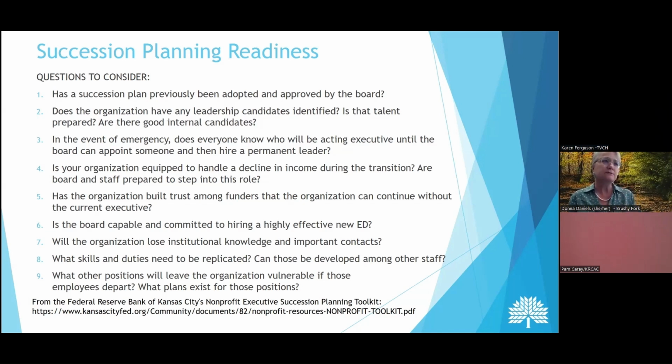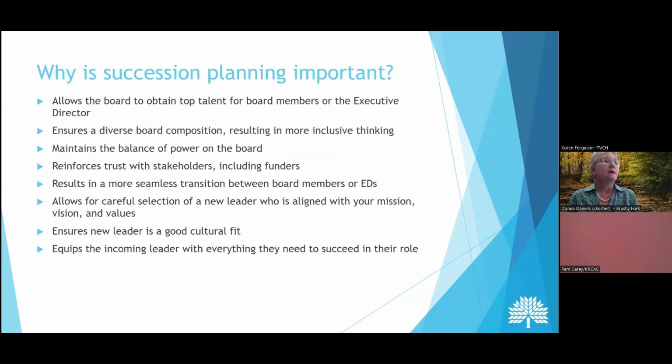So these are succession planning readiness questions. If you can't answer yes or don't have an answer to many of these questions, that means you need to do some work on your succession plan. And again, I think that the Federal Reserve Bank of Kansas City has a very good resource in that planning toolkit. So why is succession planning important?